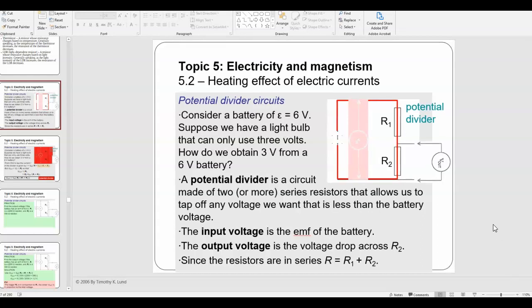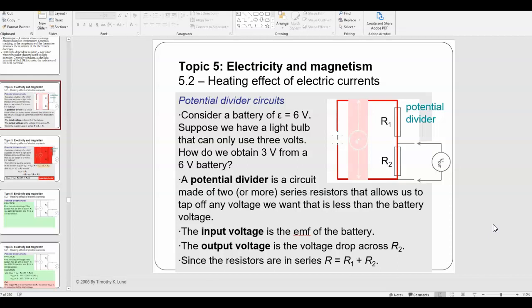Okay, so in the last video, we left off by talking about the concept of a potential divider or a voltage divider. Just to recap, a potential divider and a voltage divider are the same thing. It's basically a type of circuit that you create by having two or more series resistors. The idea is that you have some input voltage, what we call Vin, that you want to split or divide to a smaller voltage.